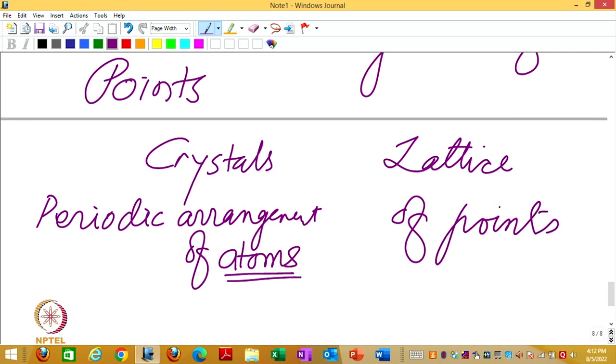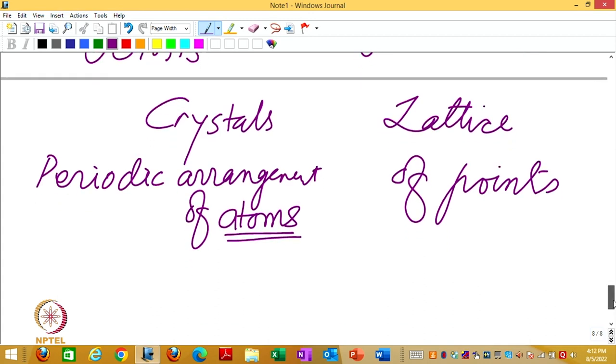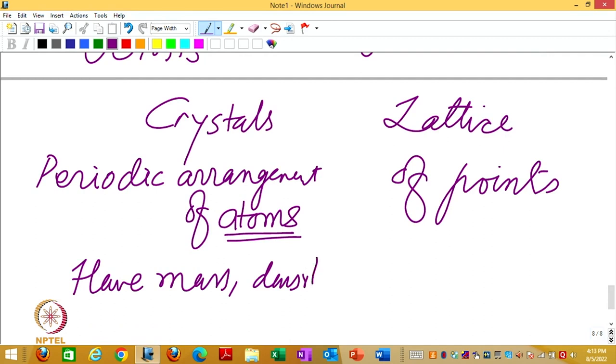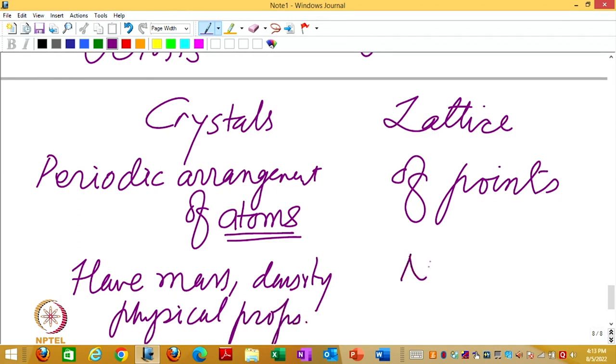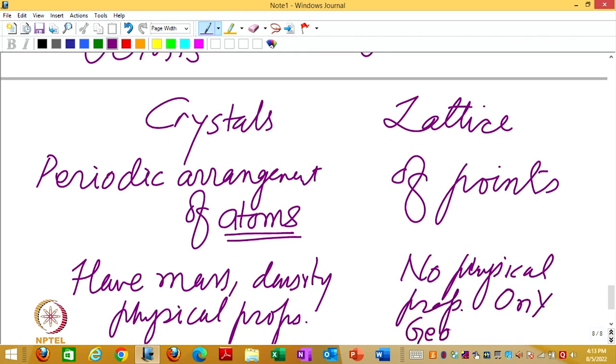Now, points do not have mass. So, lattice will not have mass, lattice will not have density, lattice will not have electrical conductivity. So, saying that electrical conductivity of cubic lattice itself is a sort of not a precise statement. Lattice will have only geometrical property, but both are periodic.